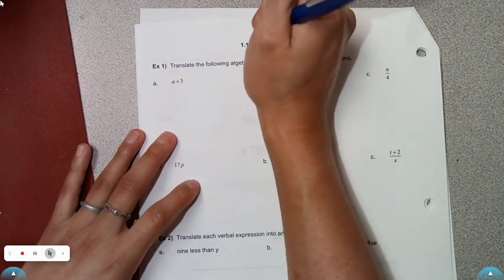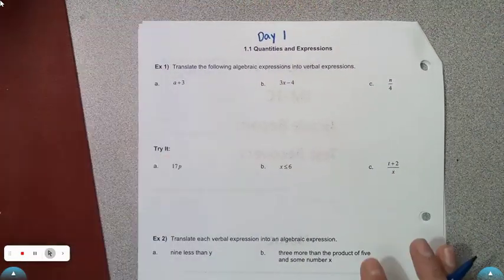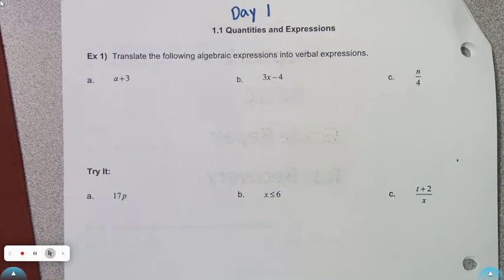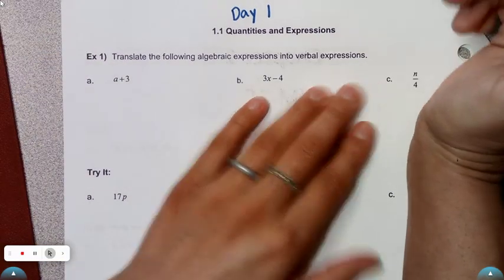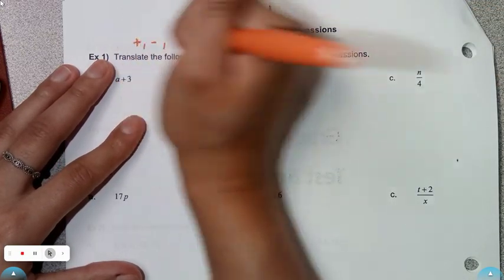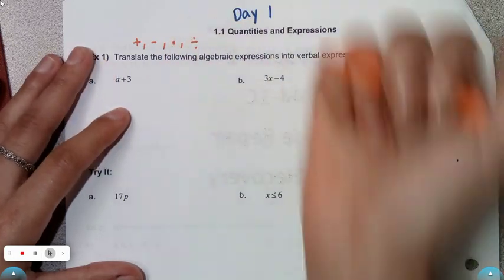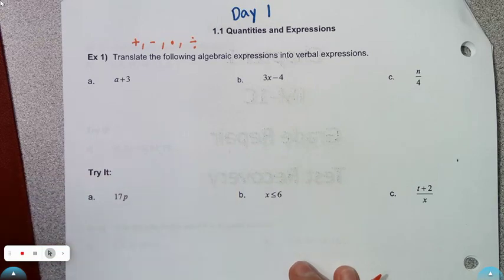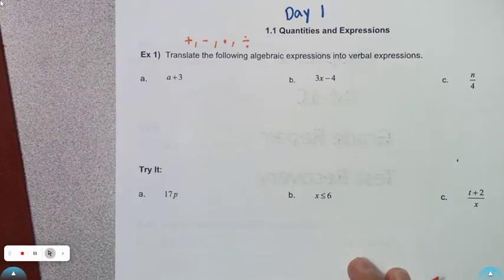So we're first going to start with lesson 1.1. Today is day 1, and we're going to talk about quantities and expressions. For the first 6, we'll be given some algebraic expressions, and we're going to turn them into verbal expressions. You want to think about the 4 operations when we're talking about today's lesson: plus, minus, multiplication, and division. So we are going to turn these 6 from variables, letters, and symbols, numbers, into verbal expressions, so like words, more like sentences.